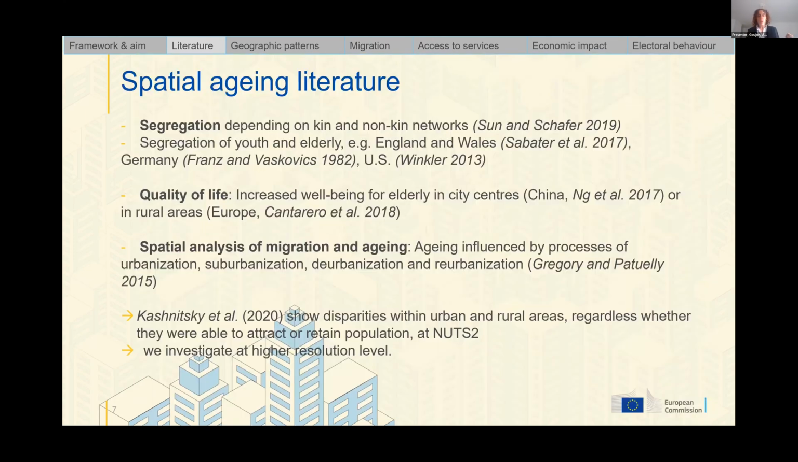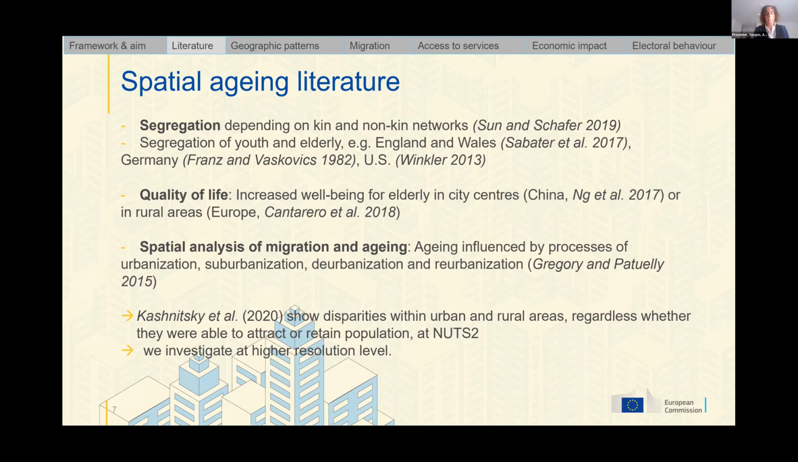In terms of the literature, there are many studies when looking at spatial aging literature that look at the phenomenon of segregation, whether elderly are segregated, and also at the quality of life of these elderly, with mixed findings. Sometimes you see more segregation in rural areas or in urban areas, for instance, or quality of life is the same.